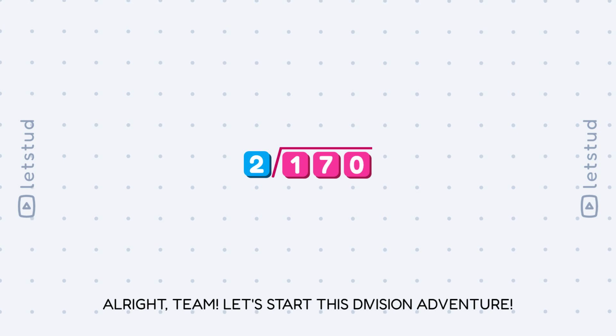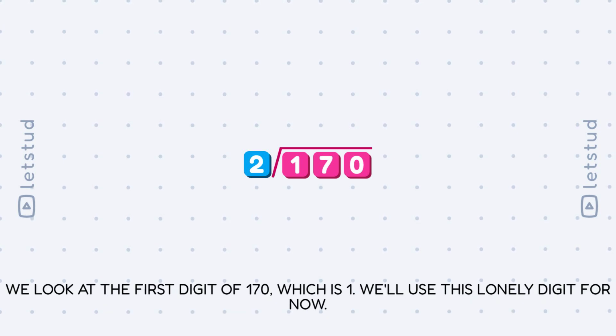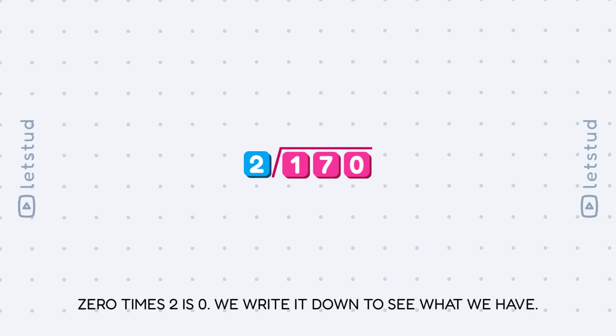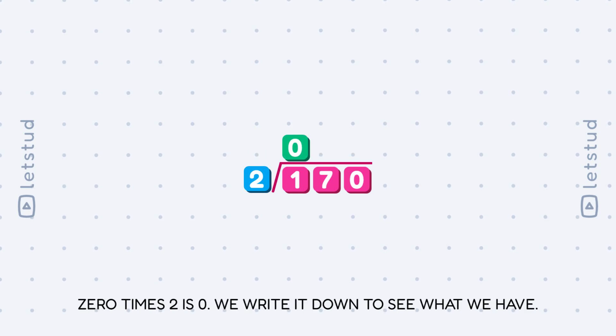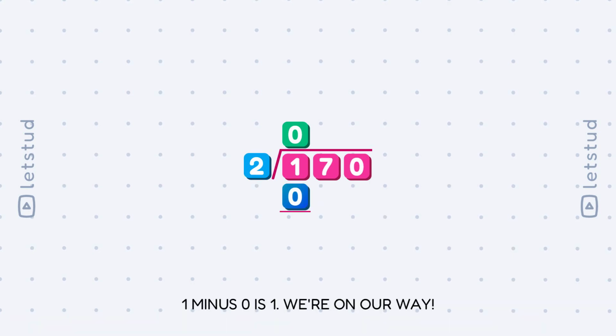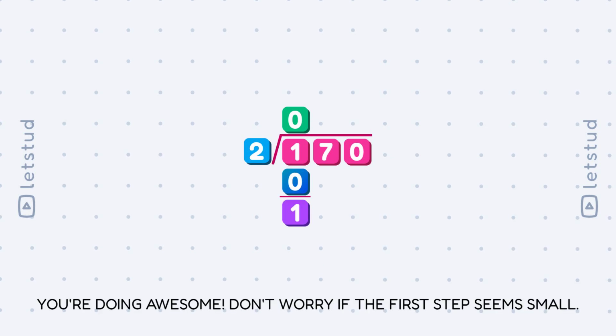Alright team, let's start this division adventure. We look at the first digit of 170, which is 1. We'll use this lonely digit for now. Can 2 fit into 1? Nope, so we put a 0 in the quotient. 0 times 2 is 0. We write it down to see what we have. 1 minus 0 is 1. We're on our way. You're doing awesome. Don't worry if the first step seems small.